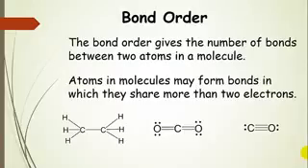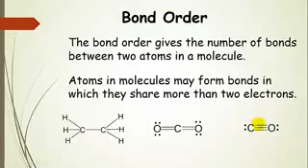And this is a relatively straightforward concept where the bond order gives the number of bonds between two atoms in a molecule. Now, atoms can form molecules where they have single bonds. So you can see that these two carbons are bonded together with one bond. We call that a single bond. They can bond together with something called a double bond. So that's one of the multiple bonds, or a triple bond.